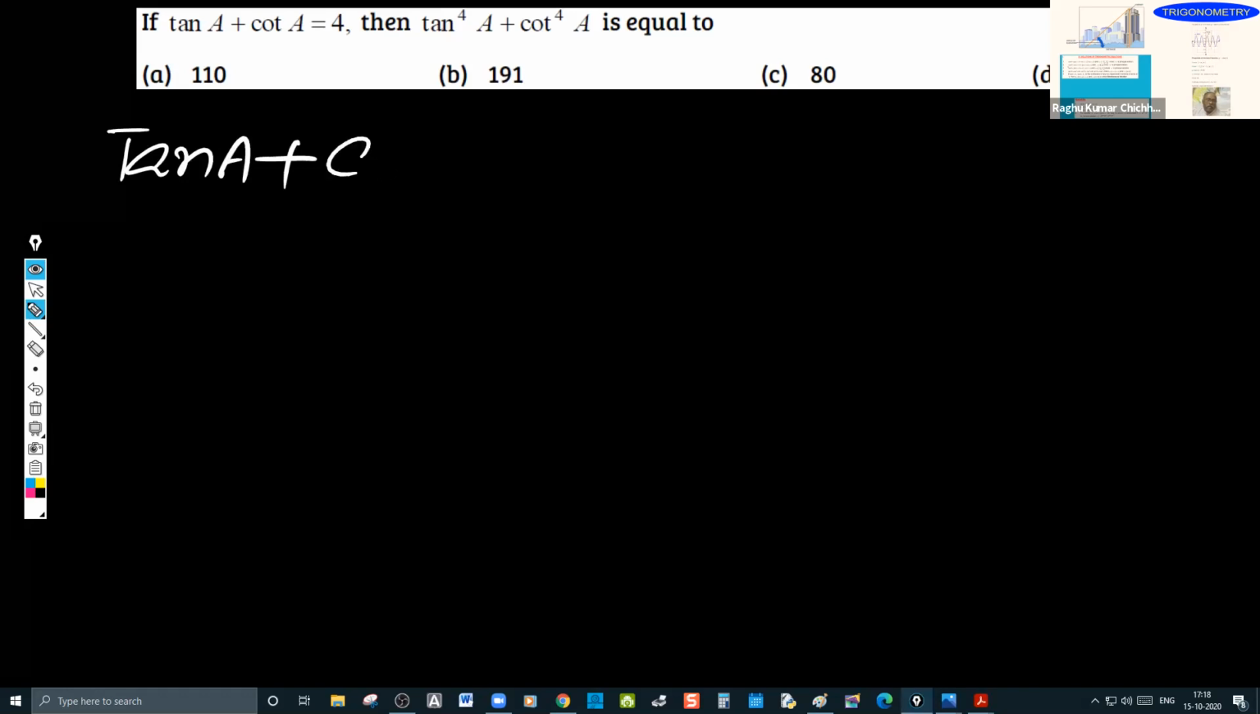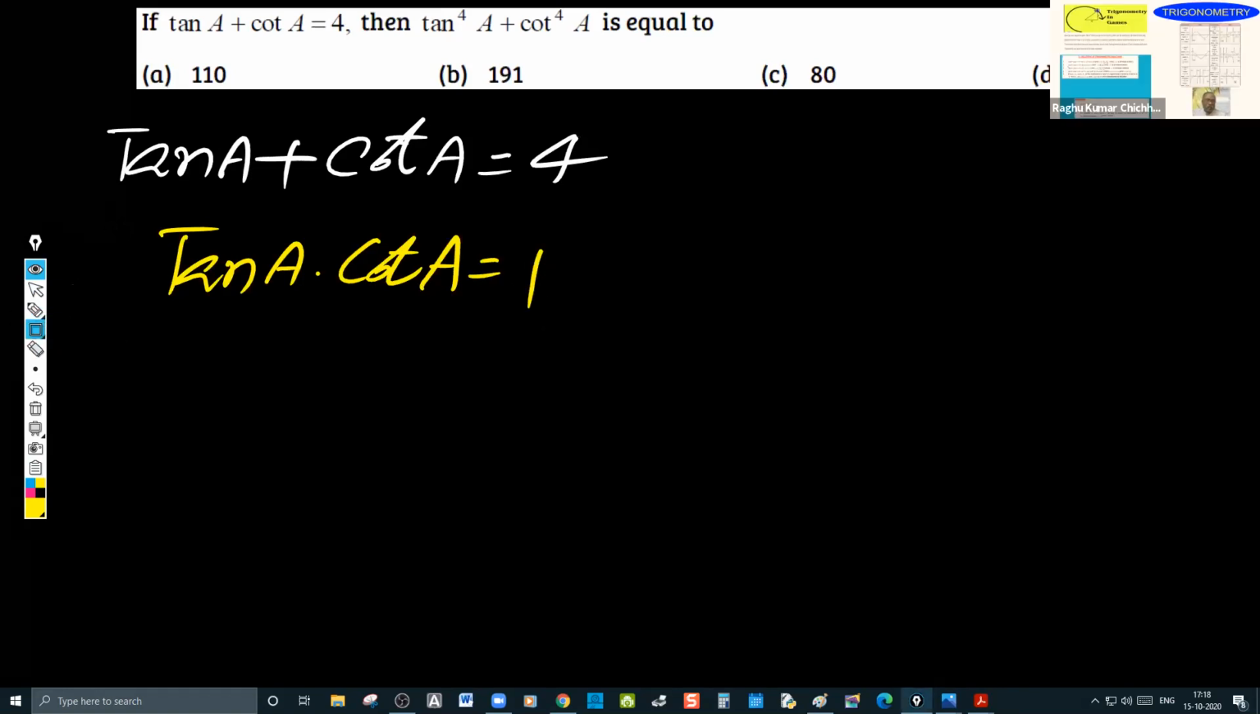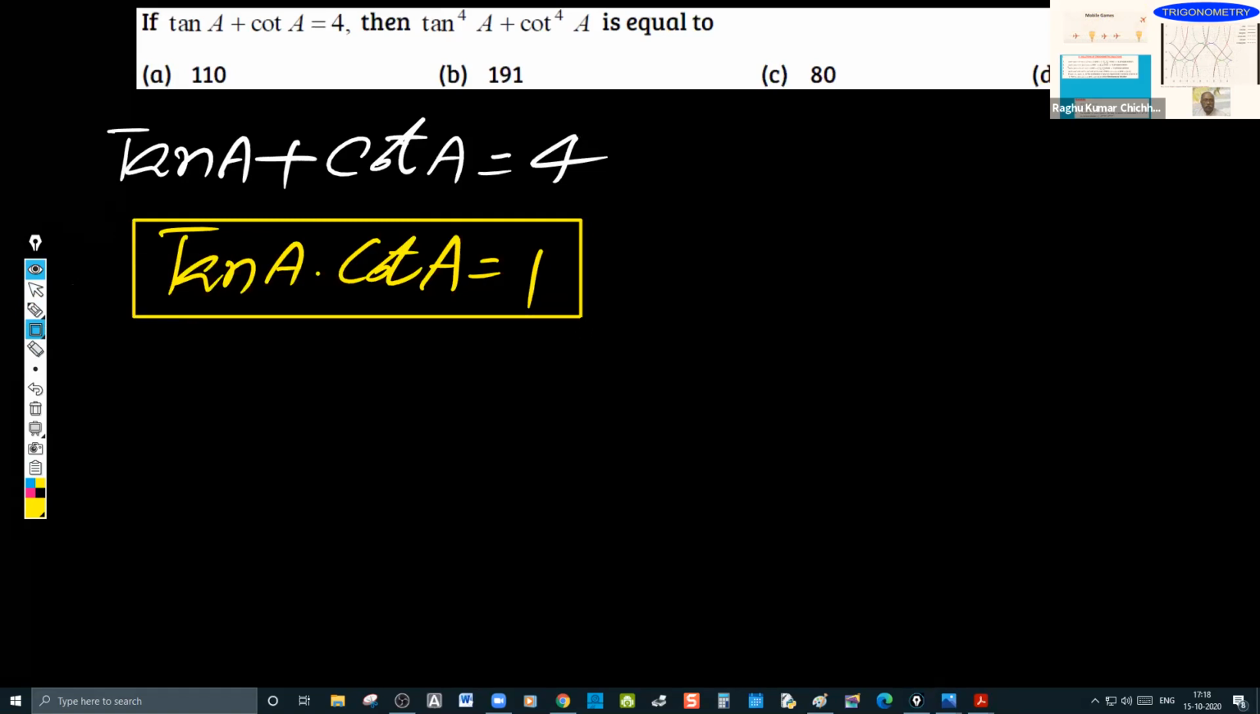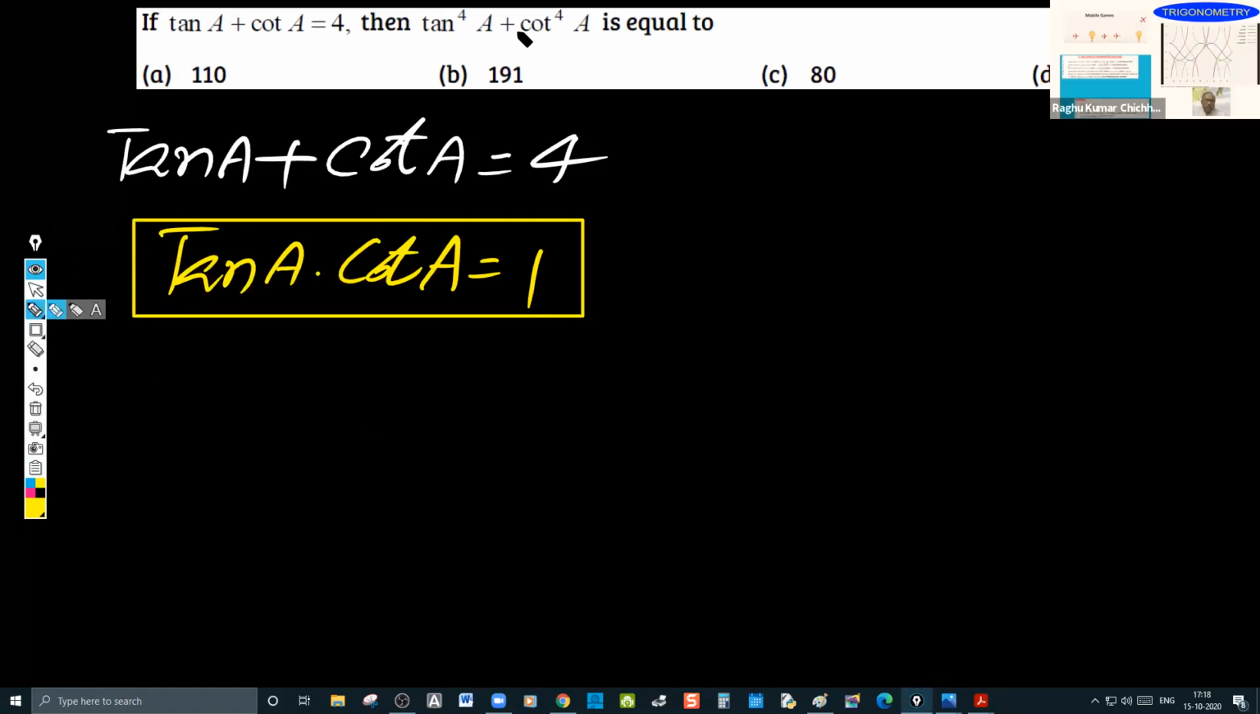Tan A plus cot A equals 4. Tan power 4A plus cot power 4A is equal to. So the same idea, what we took in the previous problem, is used here also. Do you tell me what is that idea? Tan A into cot A is equal to 1. Correct or not? Yes, sir.